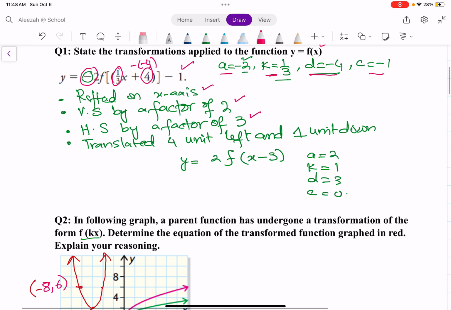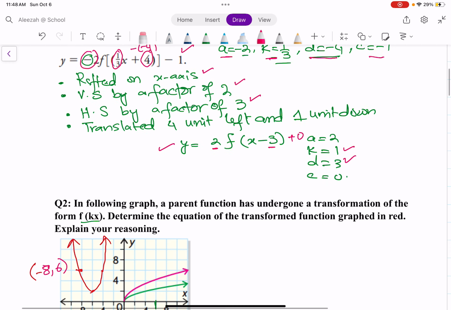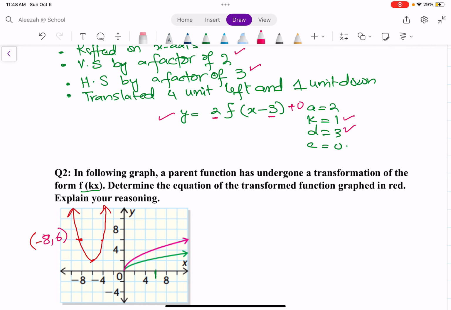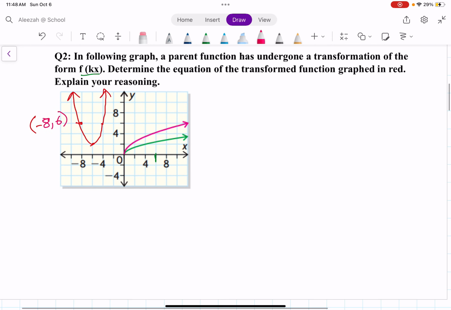And remember one thing: if you are given a function and you can't find the a or k value, or d and c, what will you do? For example, that's a new function. Here you can see that a is 2. You can't see a k value here, so it means k is 1, and d is 3, and c is 0 here, right? So if you can't find a or k, you write them as 1. But if d and c are not there, it means they're 0, which means no translation.